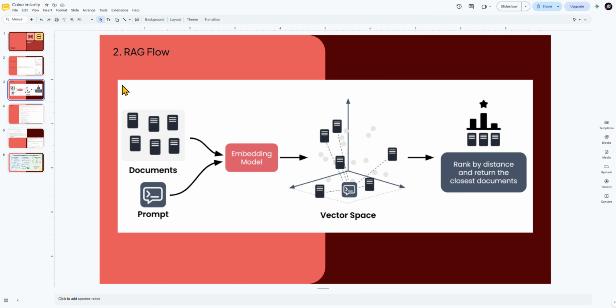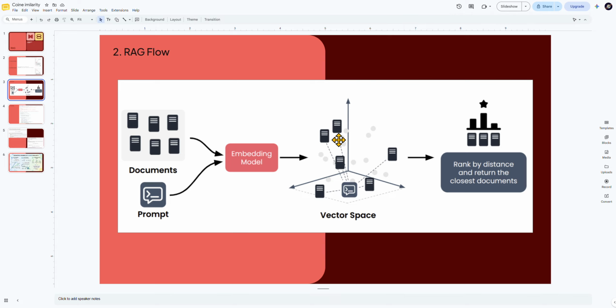But before we start with that, I'll quickly give an overview of what we are talking about. So we are talking about the whole RAG flow, right? Let's say you have n number of documents here, and the user asks a prompt. In the RAG system, you first embed all the documents using an embedding model, and these are saved as vectors in a vector space.